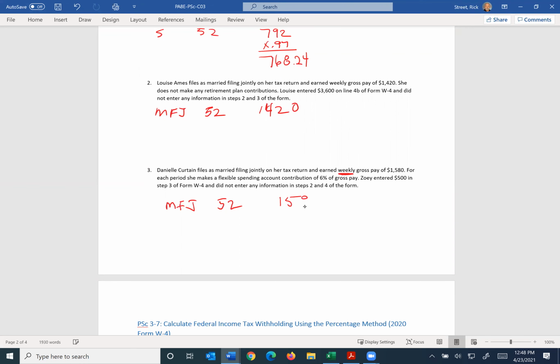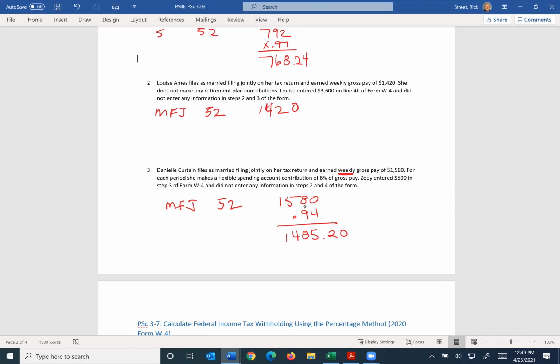Gross pay is $1,580. For each period, she makes a flexible spending account contribution of 6%. So we can multiply this by 0.94 to get the taxable wages. Taxable wages then are $1,485. Also be careful about what they put here for the deductions. Sometimes it's not tax deductible. And sometimes, in most cases, it is for federal income tax.